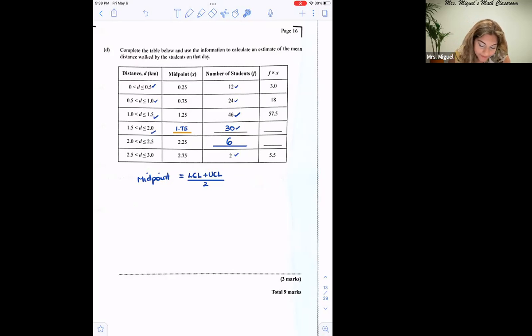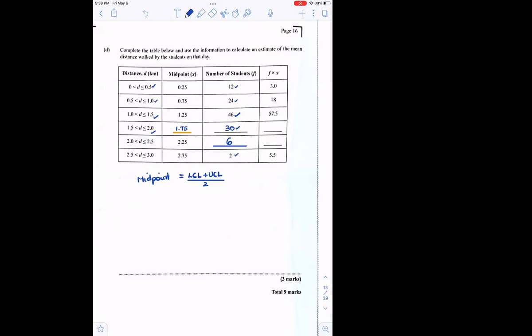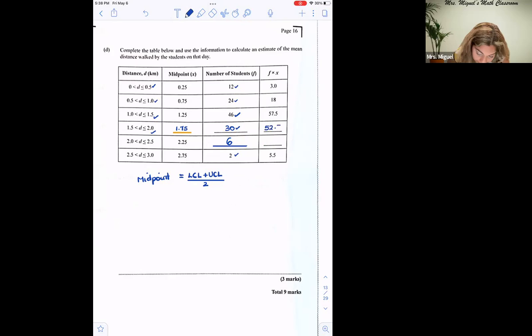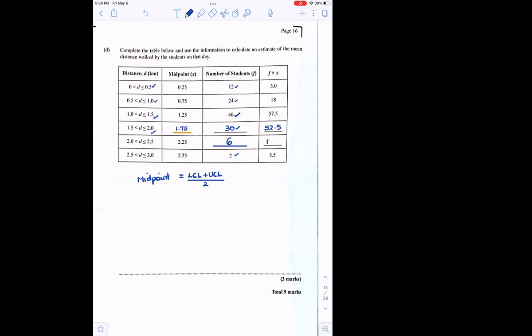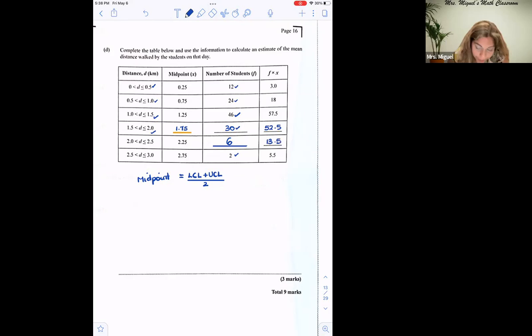All right, who has an answer for this row and this one? 30 by 1.75. 52.5. 52.5, and 6 by 2.25. 18.5. Very good. Now you're probably asking yourself, why, if we're not drawing a graph, did they ask us to find midpoint?